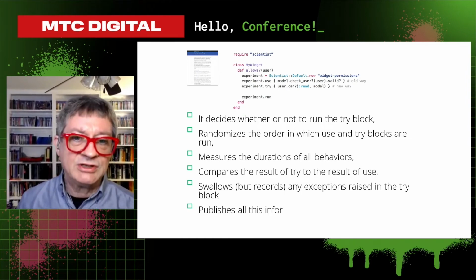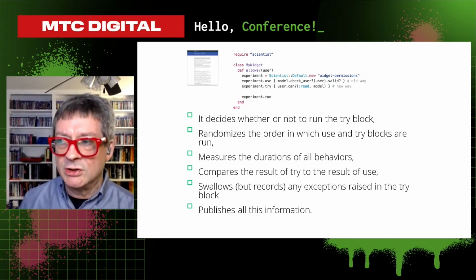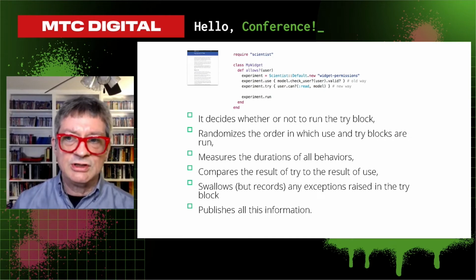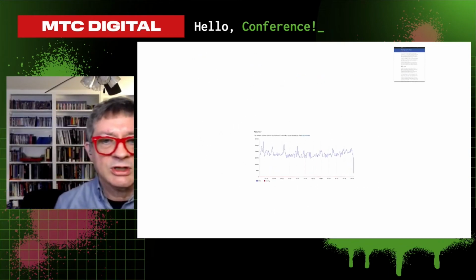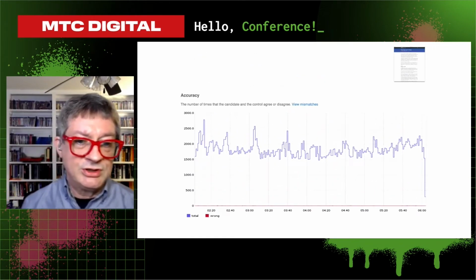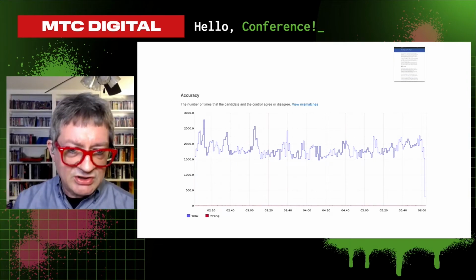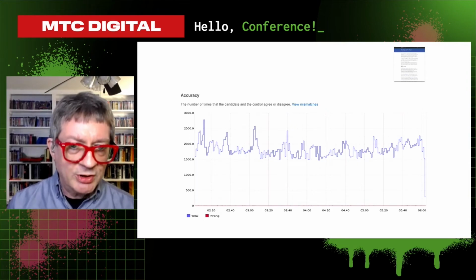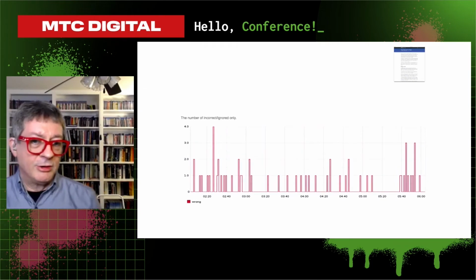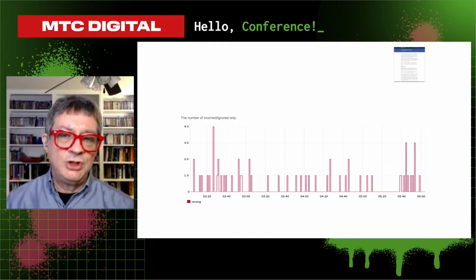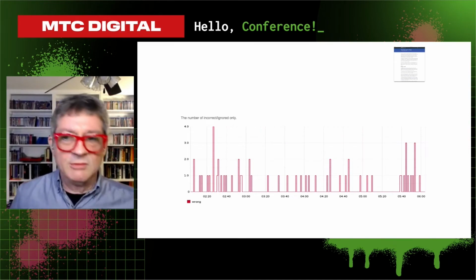When that happens, it randomizes the order in which try and use are run, measures the duration of everything, compares the results, swallows and records any exceptions, and then publishes all this to a dashboard. So here's right after the deploy. You can see that they are doing a little over 2,000 merges in the minute at 220. If you look really carefully at the bottom, you can see some tiny red tick marks. So let's zoom in on the bottom for the same time scale. Here are errors in their new code, but it hasn't affected their users yet because this is all happening behind the scenes. So they fix it and redeploy and fix it and redeploy.